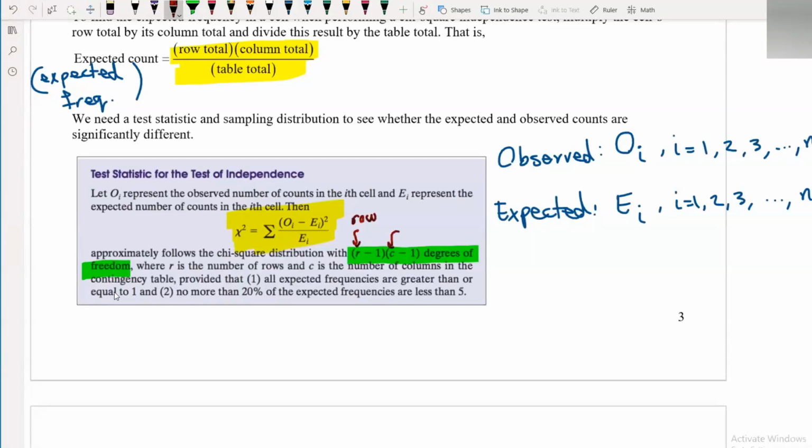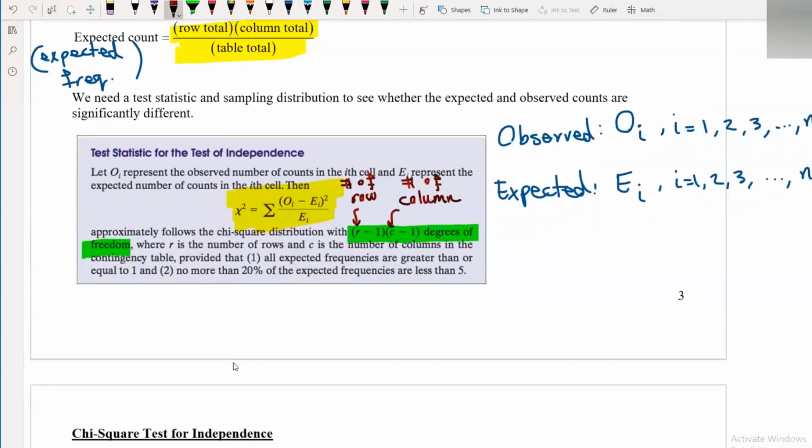So this R is the number of rows, and this one is the number of columns, how many rows and how many columns we have. And I'm going to write the chi-square. To find this chi-square, this one is a sum. So we have to add, starting with the first one, observed for the first one minus expected for the first one, square that, divided by expected for the first one.